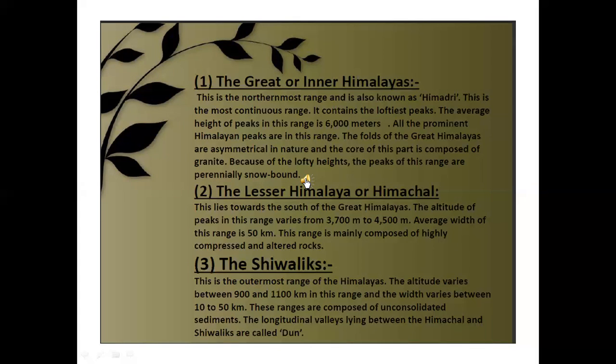The last one is the Shivaliks. This is the outermost range of the Himalayas. The altitude varies between 900 and 1,100 meters in this range and the width varies between 10 to 50 kilometers. These ranges are composed of unconsolidated sediments. The longitudinal valleys lying between the Himachal and Shivaliks are called dunes.